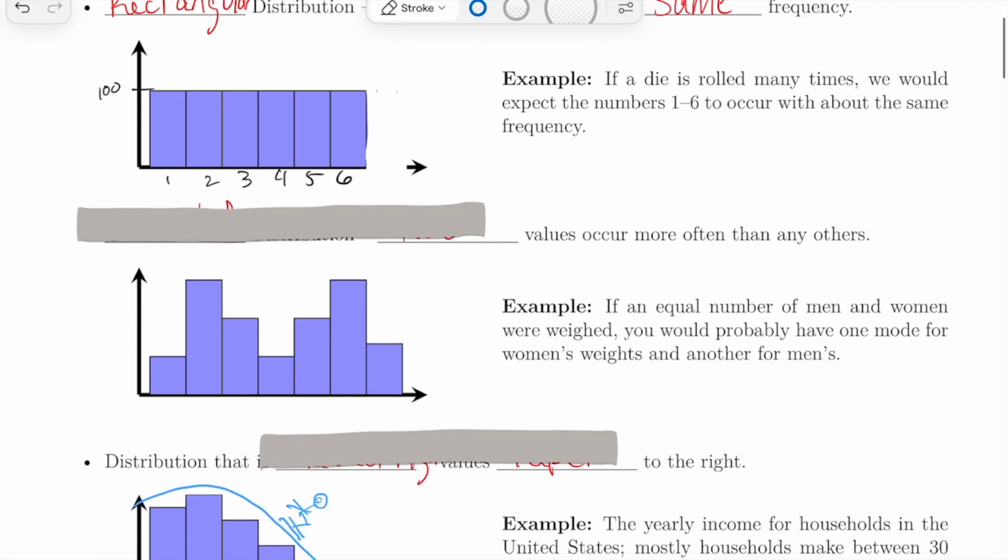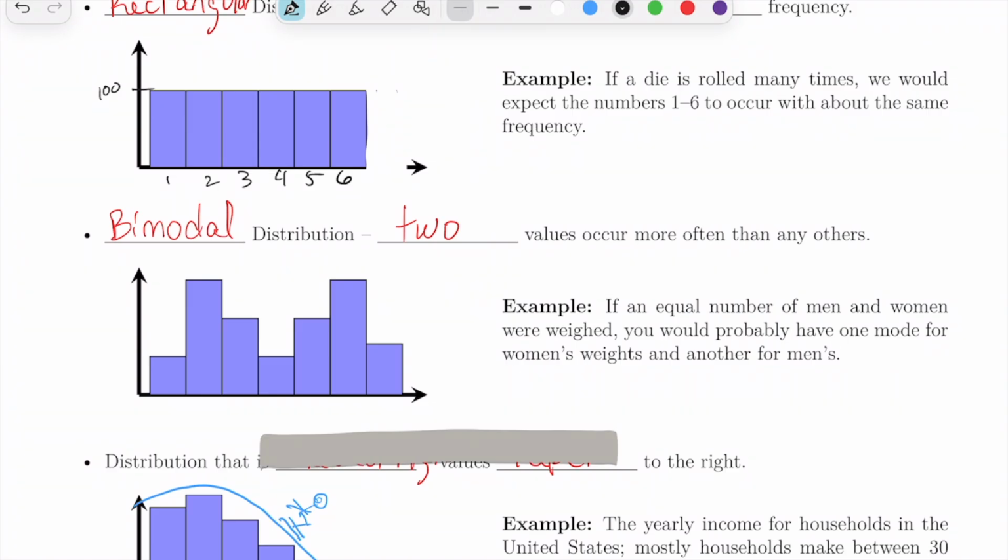This next one is called a bimodal distribution, and it happens when you have two values that occur more often than others. It's bimodal, bi meaning two, and mode meaning the most. You can see right here is one of the modes, and here is another, maybe a local mode, so to speak. It's like a local maximum. So even if those aren't both equal, we can still have a bimodal distribution.